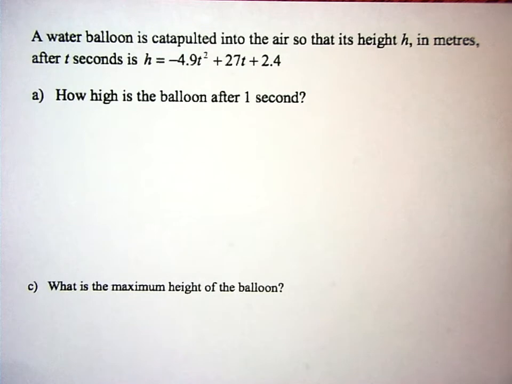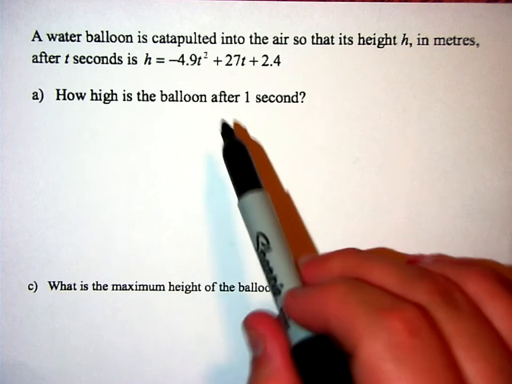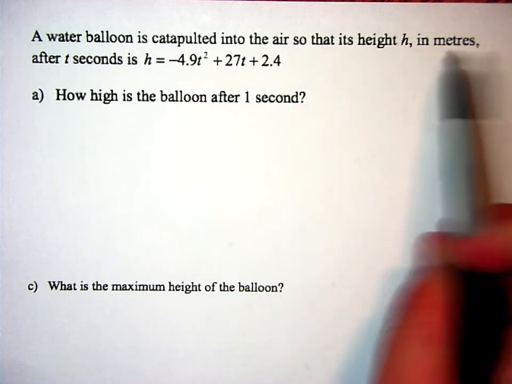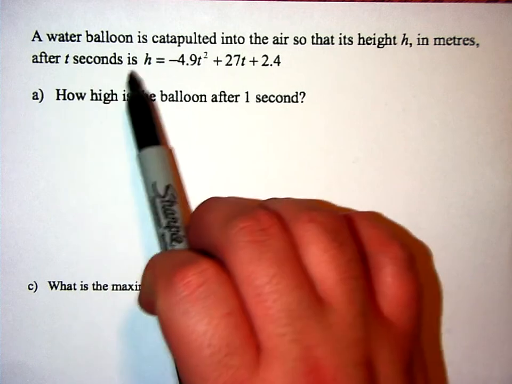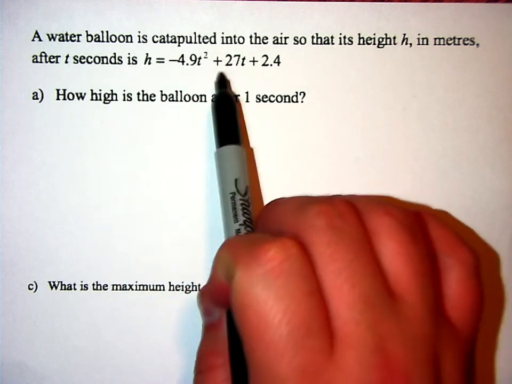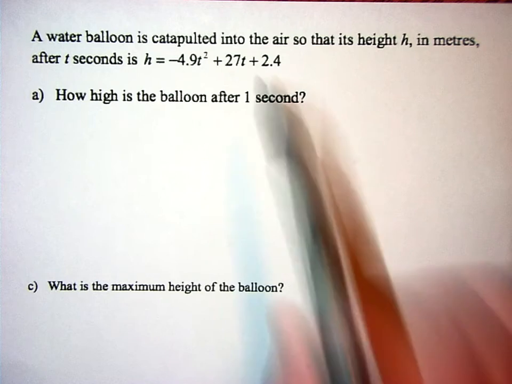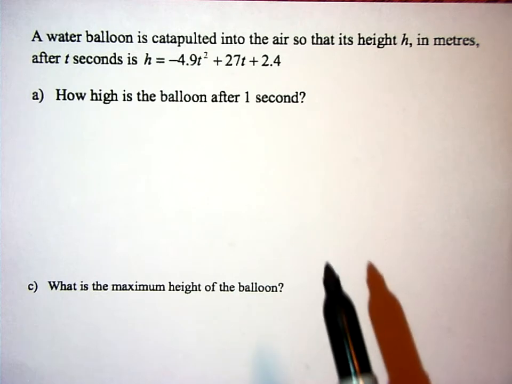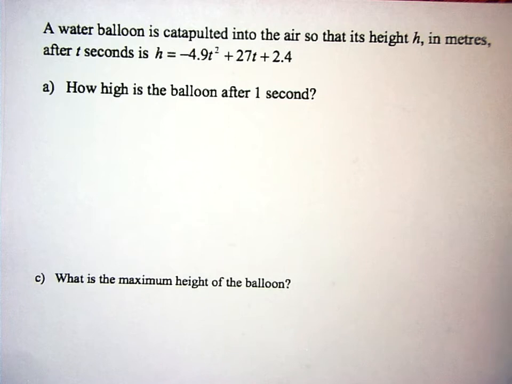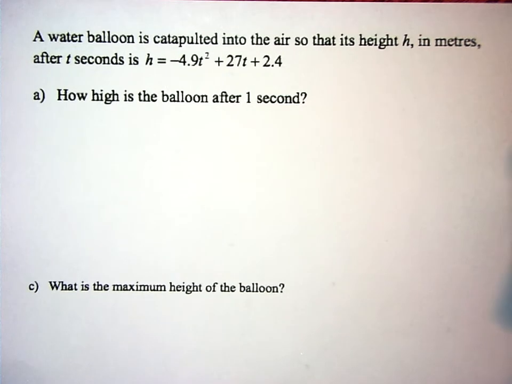Okay, and in this it says a water balloon is catapulted into the air so that its height, h, in meters, after t seconds is h equals negative 4.9 t squared plus 27t plus 2.4. Okay, so there's a situation. And before I read any of these questions, because we've got about 3 questions here, I really want to get a hold of the situation.